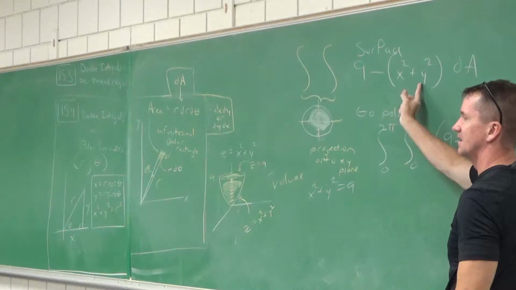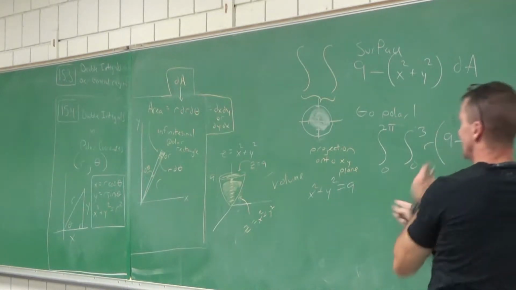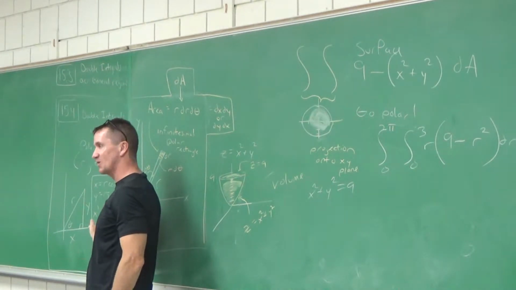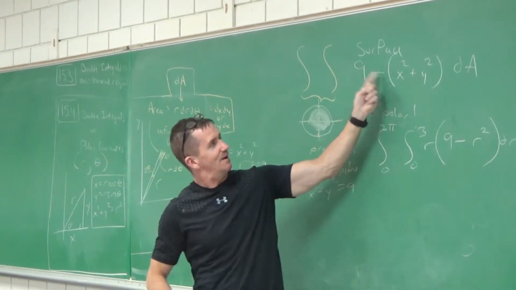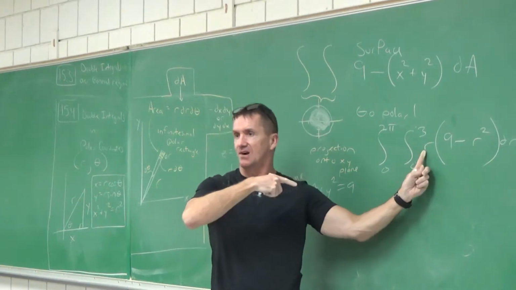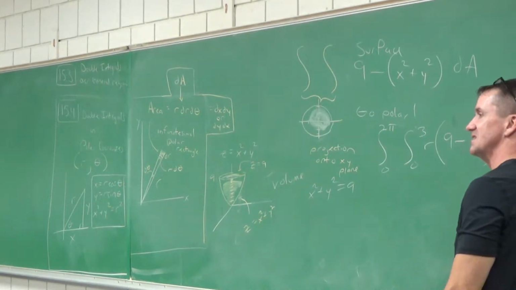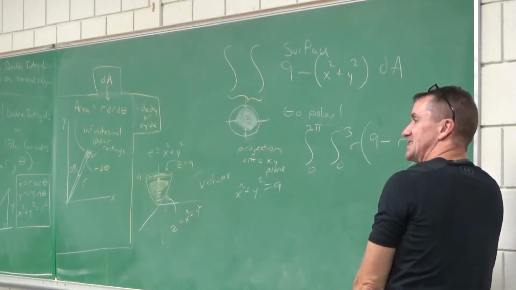Brilliant. Did you hear this? He used this: x squared plus y squared is r squared. So he wrote 9 minus r squared. The r's out in front, so it gets distributed. It's not a bad problem at all, is it? This will give you the volume of that solid.